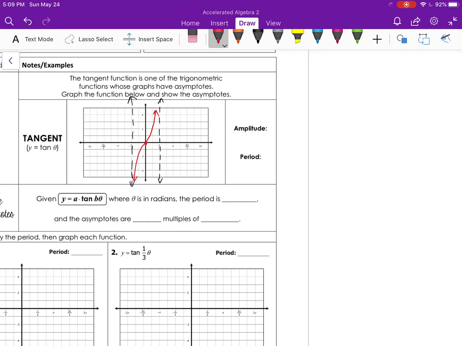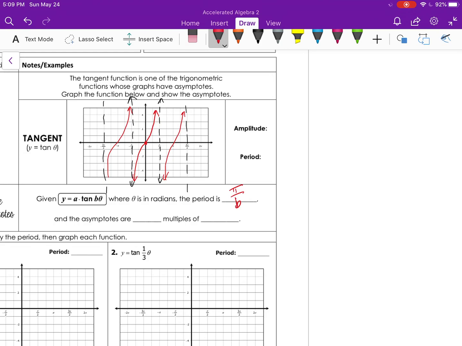Now, tangent also has an amplitude and a period change, where theta is in radians. The period, because tangent just repeats over and over again in between these asymptotes, which also repeat as well. We really want you to sketch in those asymptotes just to keep that in mind.